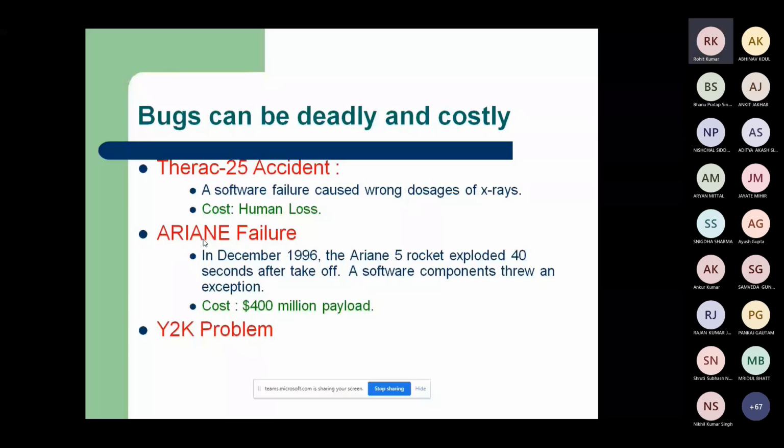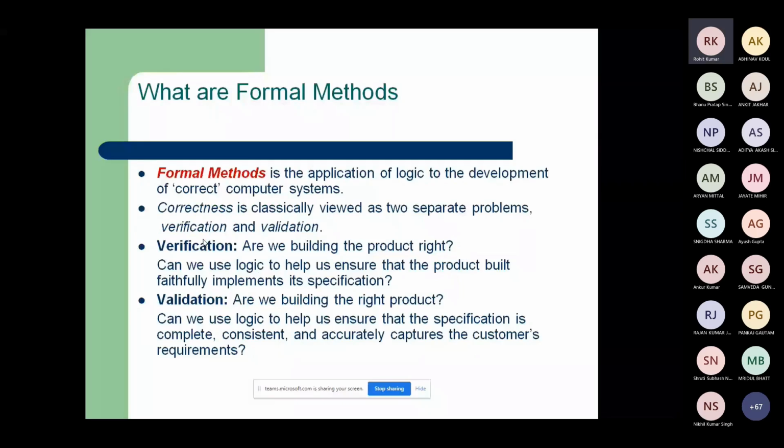Then we come to look at precisely what formal methods are. Formal methods is nothing but the application of logic to the development of correct computer systems. As I said, you are going to apply logic or mathematics for developing the correct computer system. And this correctness is basically viewed as two separate problems: one is verification and another is validation. Every time, at least one question you are going to get is what is the difference between verification and validation. This is known as V and V methods, verification and validation.